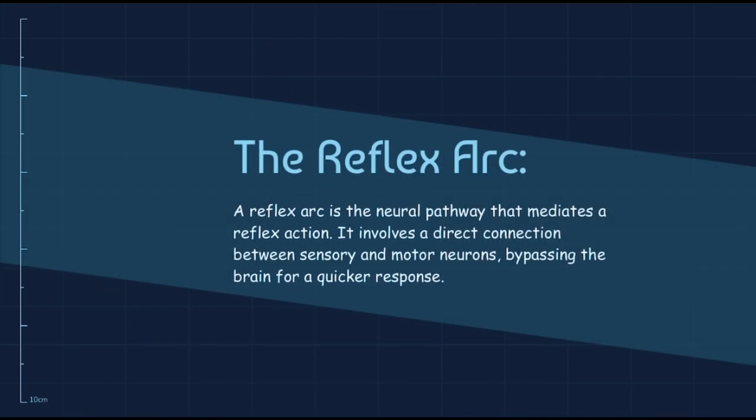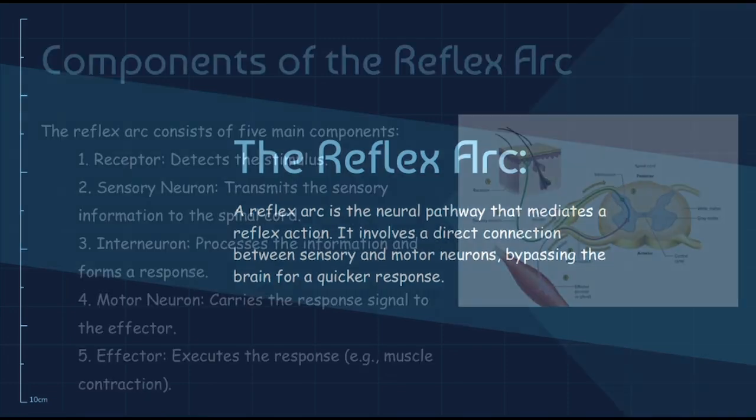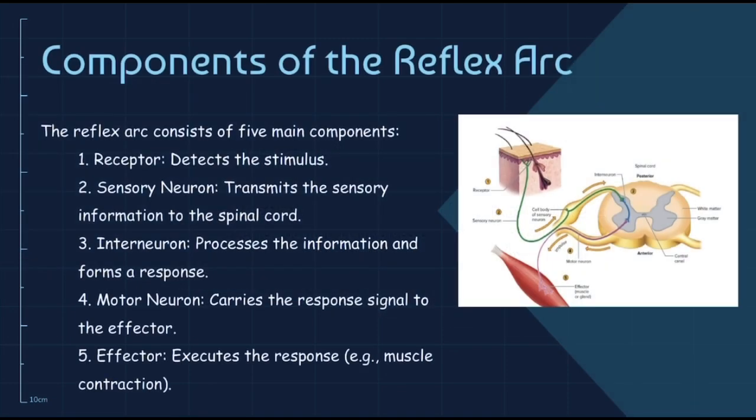Now let's take a look at the reflex arc. A reflex arc is the neural pathway that mediates a reflex action. It involves a direct connection between sensory and motor neurons, bypassing the brain for a quicker response. The reflex arc consists of 5 main components: 1 being receptor, 2 being sensory neuron, 3 being interneuron, 4 motor neuron, and 5 effector.